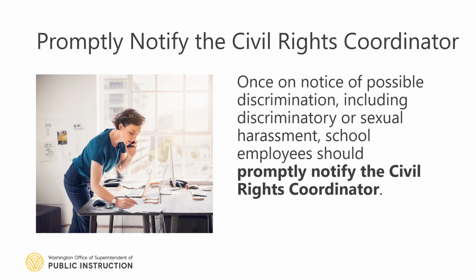The bottom line is that if any school employee witnesses or otherwise becomes aware of possible discriminatory harassment, they must promptly notify the Civil Rights Coordinator. The Civil Rights Coordinator will then partner with the administrator in the building where the incident occurred to ensure that a prompt and thorough investigation is conducted, the correct policy and procedure are applied, and that the school's response appropriately addresses the conduct.